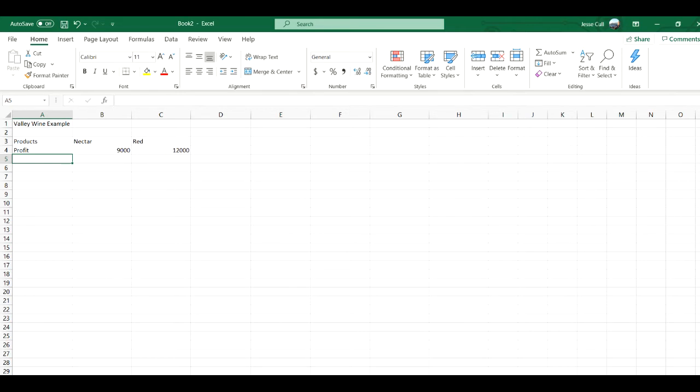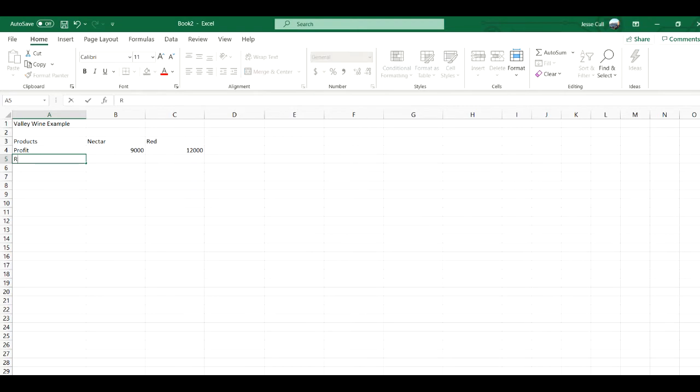Once we've done that, we want to outline the products we're producing, or the resources we're using, or the constraints restraining us.